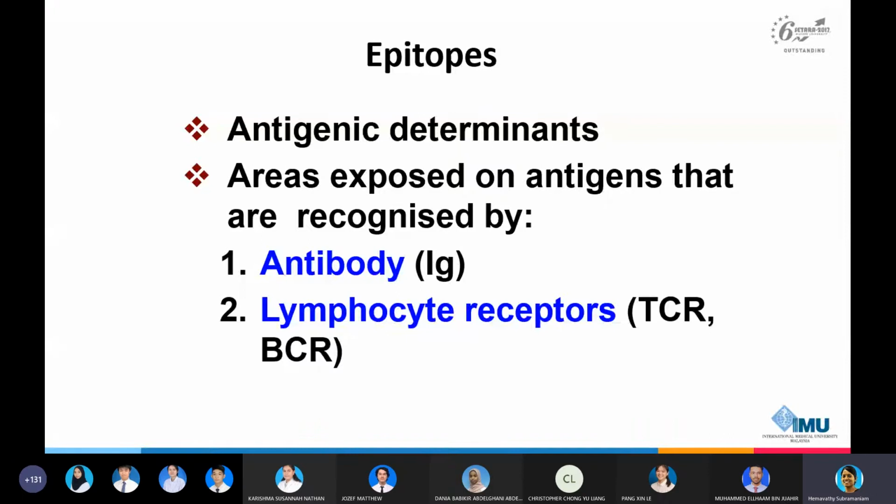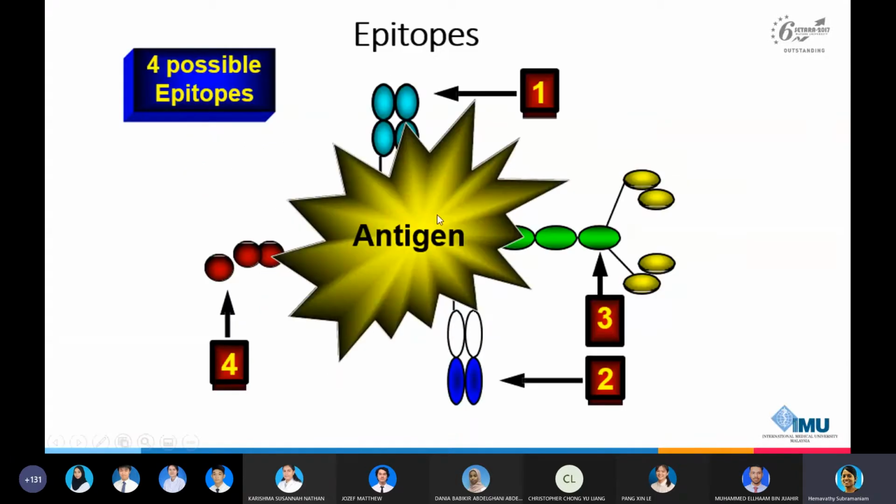And it's interesting to know that there could be more than one epitope on an antigen. In this case, this is an antigen. It's an example, a representation actually. Let's say this is an antigen. You can have more than one epitope. In this case, there are 4. These are the possible epitopes. So this is the site where communication occurs between the receptors of the immune cells and the antigen.